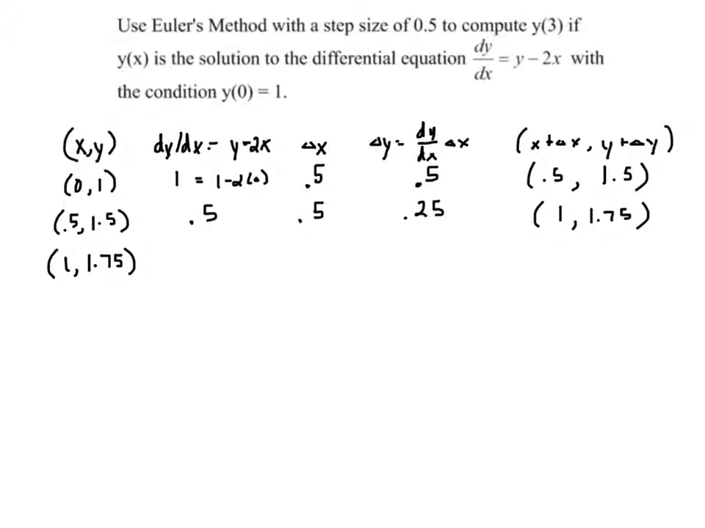Okay. So we've got now y minus 2 times x. So this becomes negative 0.25. Delta x is the same. 0.5 multiplied by negative 0.25 is negative 0.125. So this is 1.5. And 1.75 plus negative 0.125 is 1.625. And that becomes our new point.